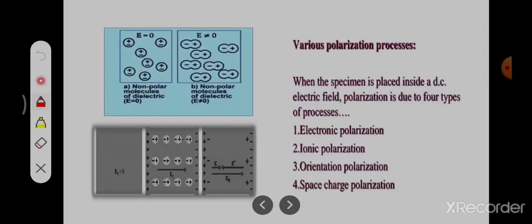Various polarization processes. When the specimen is placed inside a DC electric field, the polarization is due to four types of process: electronic polarization, ionic polarization, orientation polarization, and space charge polarization.